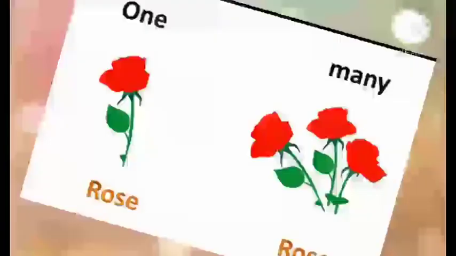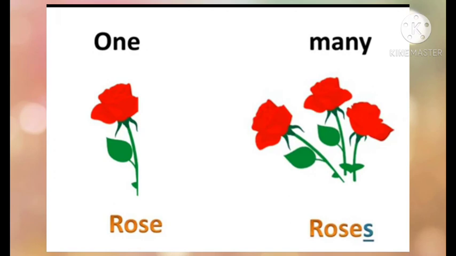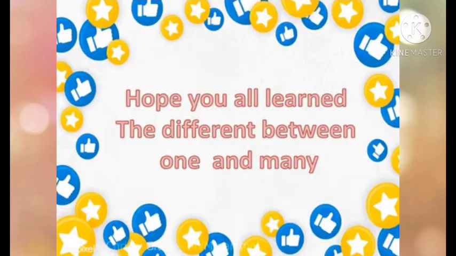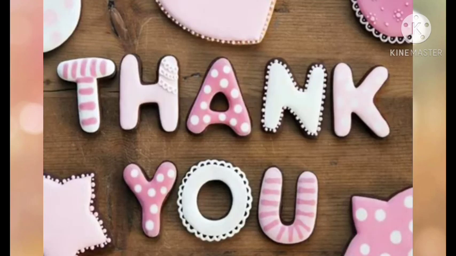Next, one rose. R-O-S-E, rose. And on the other hand we have many roses. R-O-S-E-S. Why here am I saying E-S? Because from the rose spelling we are taking R-O-S-E and we are adding s only. So rose, roses. Now I hope you all learned the difference between one and many, and you will practice it, and this is your revision part, so you will revise it.